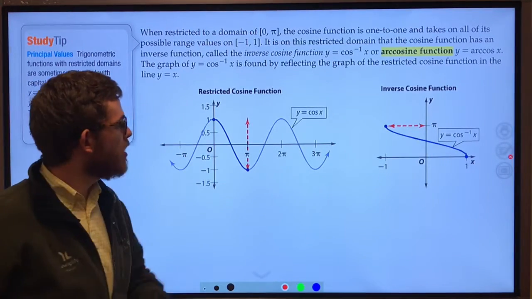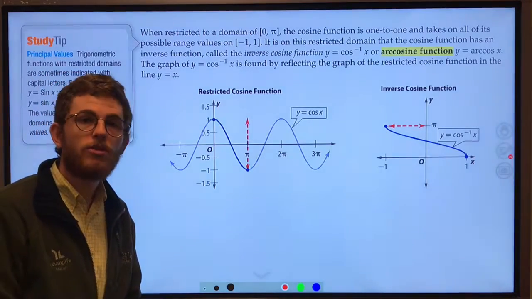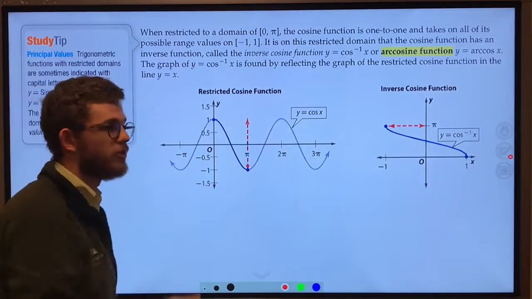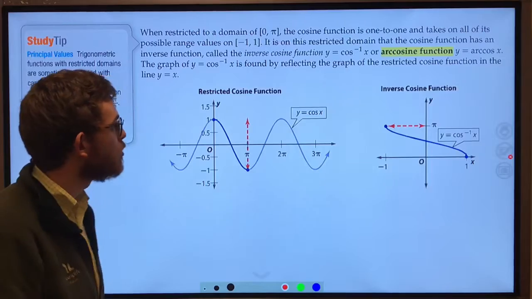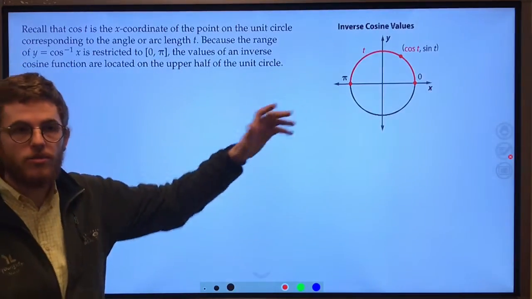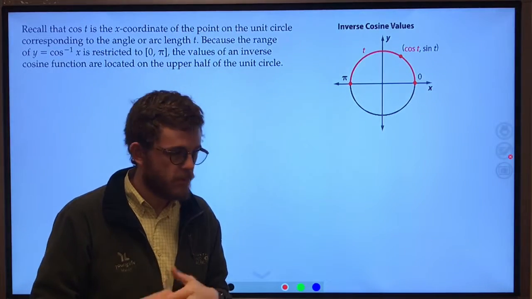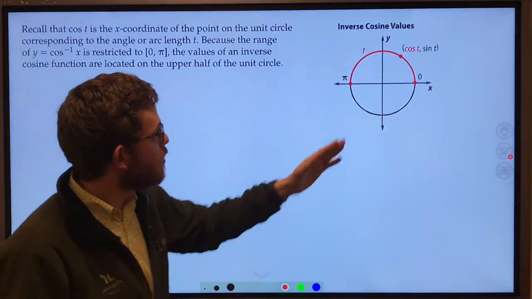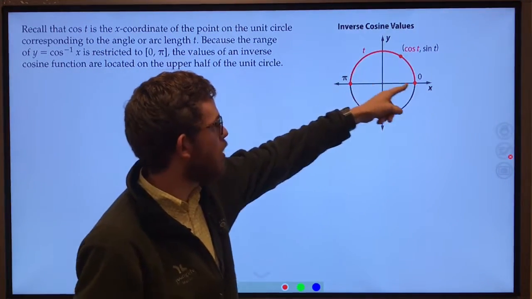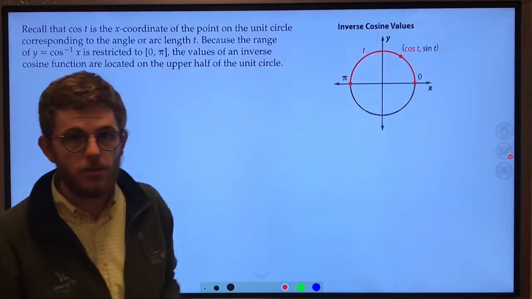And so when we're thinking about inverse cosine, we restrict the domain from 0 to pi. That means that when we're looking at inverse cosine values, when we're thinking about calculating inverse cosine, think about our unit circle. We're thinking the first and second quadrant, that is from 0 to pi.